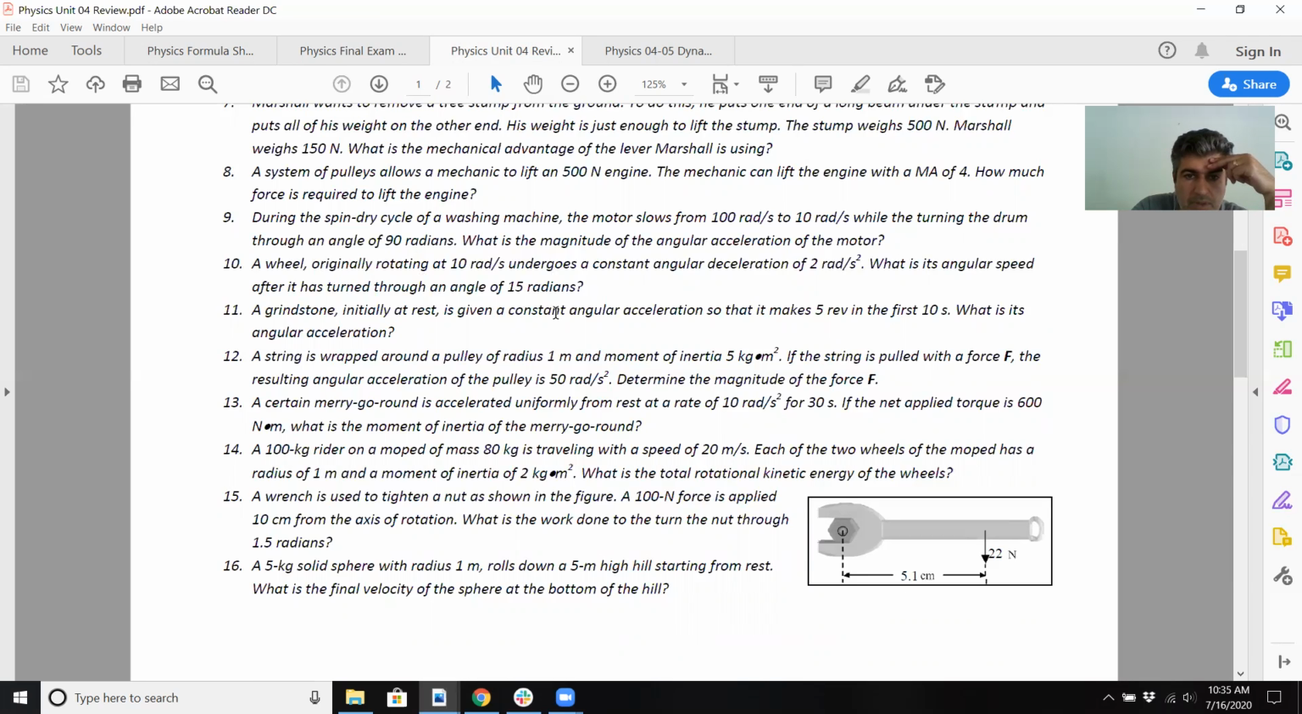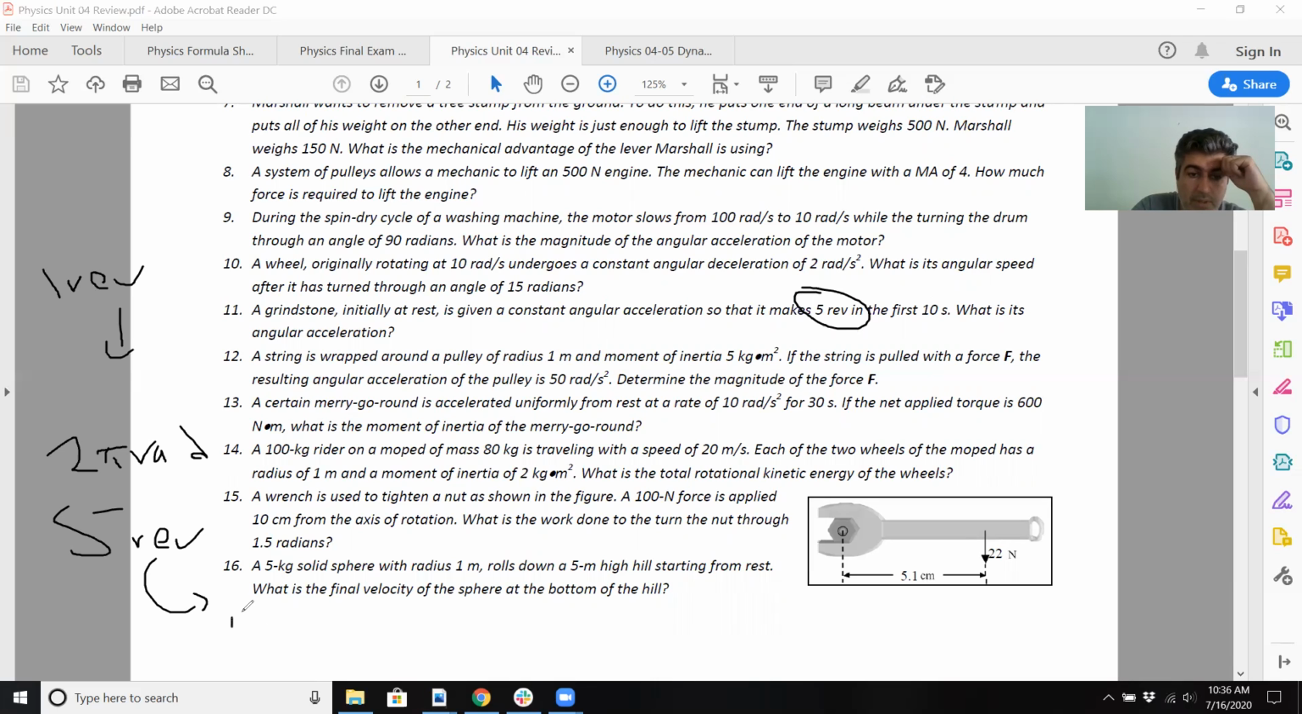For 11, a grindstone at rest is given a constant acceleration, so it makes 5 revolutions in the first 10 seconds. What is the angular acceleration? So your initial angular speed was 0. And you do have the time. You want to make 5 revolutions in the first 10 seconds. So if you're doing 5 revolutions, you can get the angular displacement. Just so you know, 1 revolution is 2 pi radians. So 5 revs proportionally would be 10 pi rads.